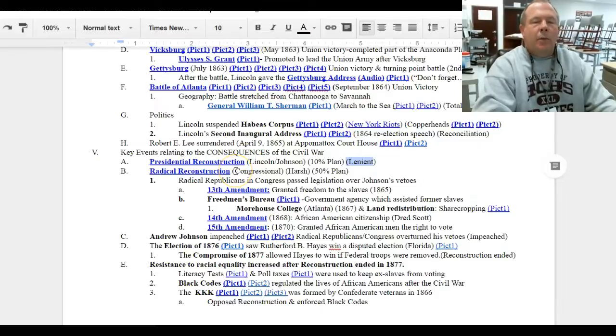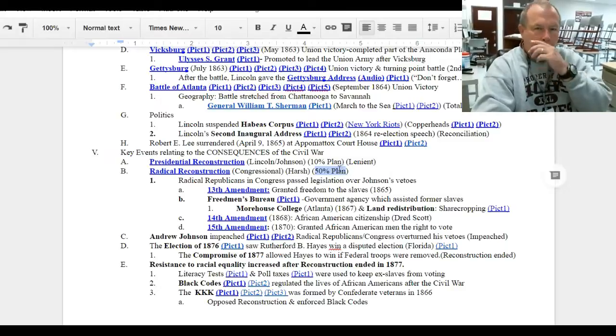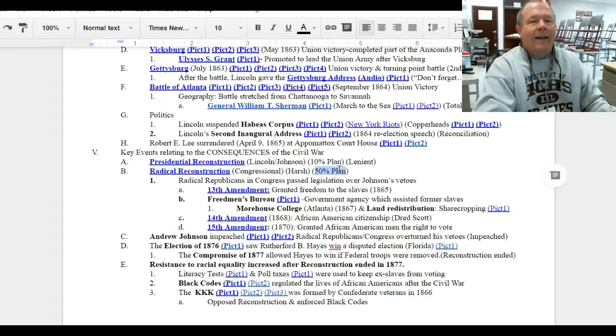To contrast the presidential plan for Reconstruction was the Radical Reconstruction Plan, mostly led by the men in Congress who felt like the South should pay more dearly for causing the Civil War. This plan is considered more harsh. This plan was referred to as the 50% plan, and it's also known as the Wade-Davis bill.